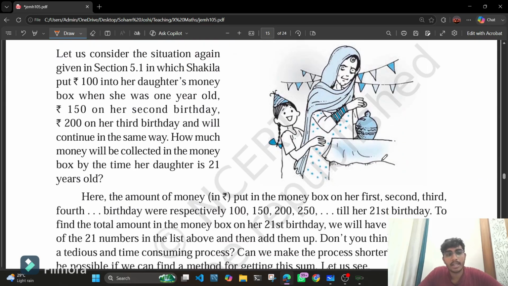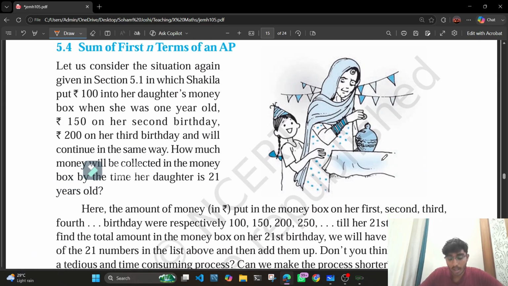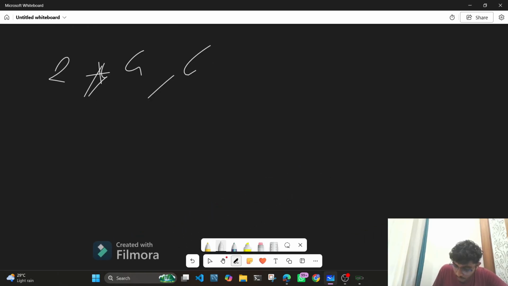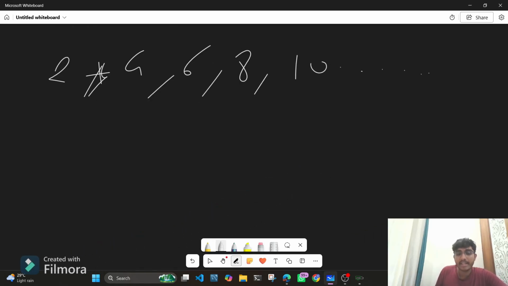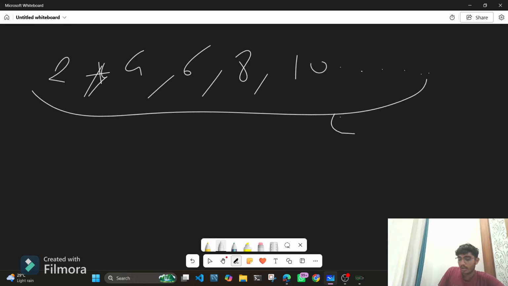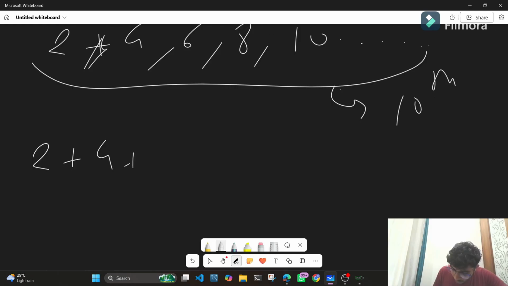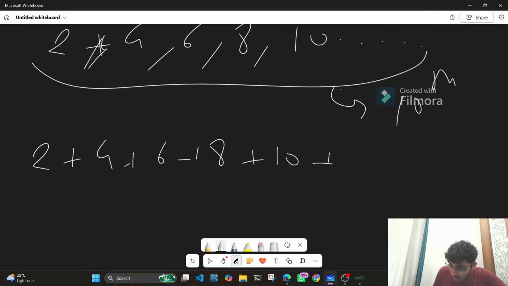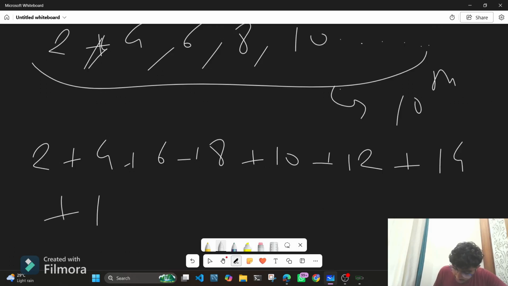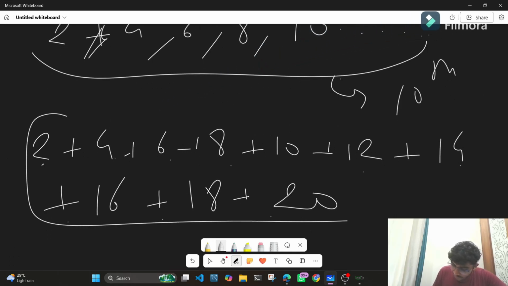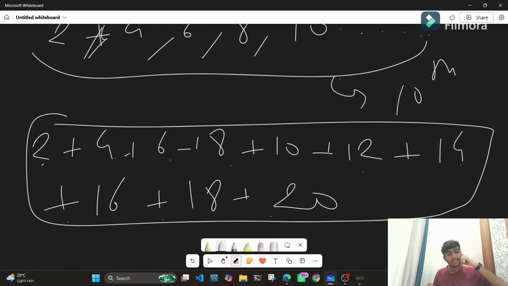Okay, the last topic for this chapter is the sum of the first n terms of an AP. We need to find the sum of n terms. Let's say we again have our AP 2, 4, 6, 8, 10. Basically, I need to find the sum till the 10th term. The conventional way would be 2 plus 4 plus 6 plus 8 plus 10 plus 12 plus 14 plus 16 plus 18 plus 20. I hope 10 numbers are done: 1, 2, 3, 4, 5, 6, 7, 8, 9, 10. So I need to find this value. That is a very tedious task to do.